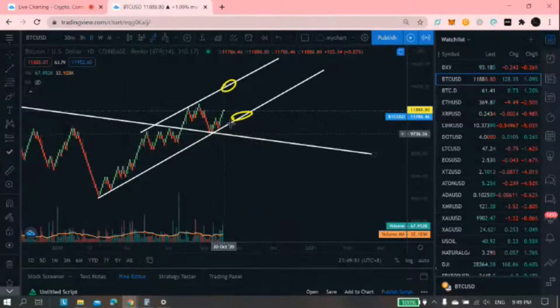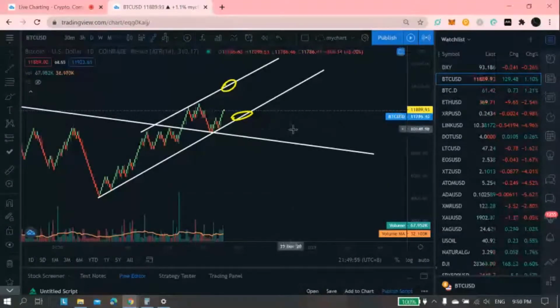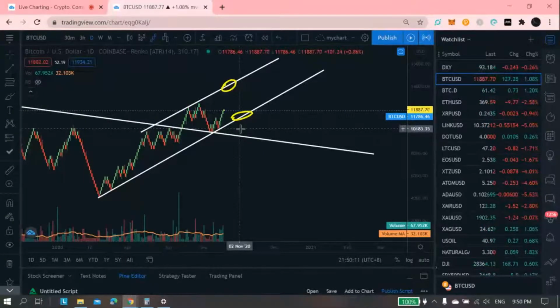and then I took profit around this area, 11.7. And actually if you use the candlestick, it went as high as 11,900. So my TP got hit. So every day I close a position.